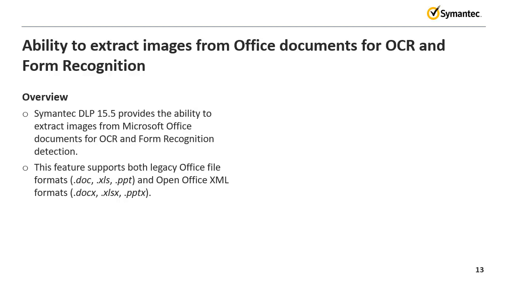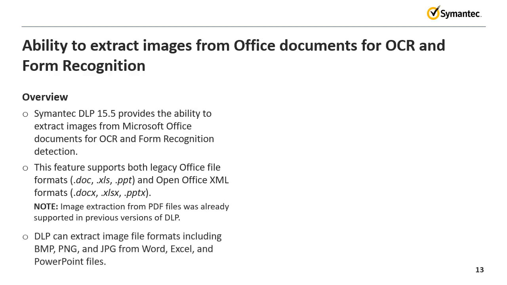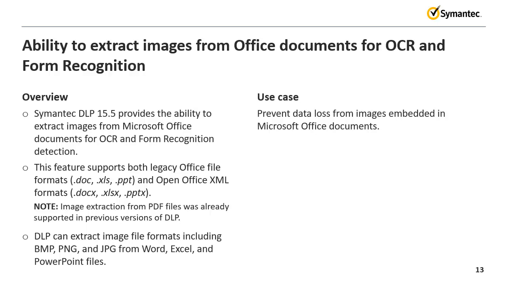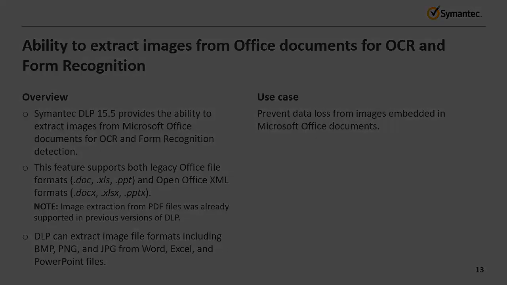XLSX, and PPTX files. Note that image extraction from PDF files was already supported in previous versions of DLP. DLP can extract image file formats including bitmap, PNG, and JPEG from Word, Excel, and PowerPoint files. This new capability enables organizations to prevent data loss from images embedded in Microsoft Office documents.